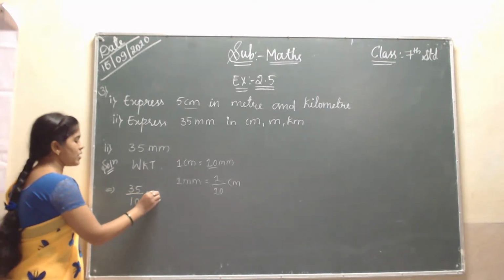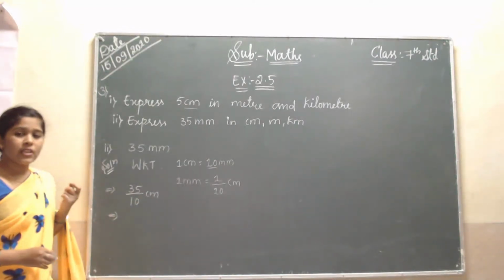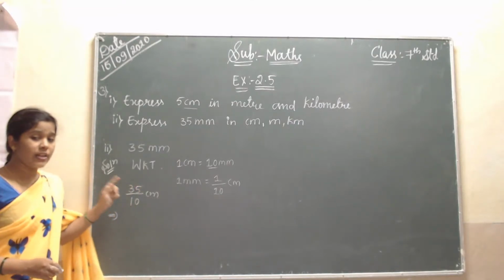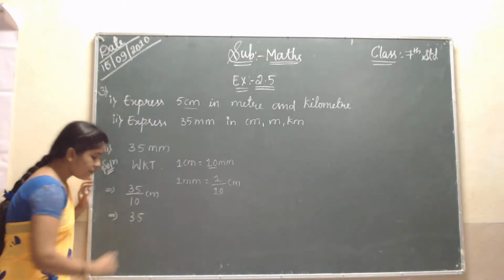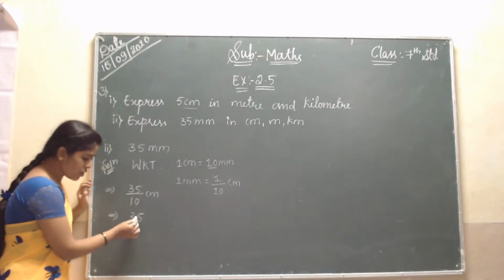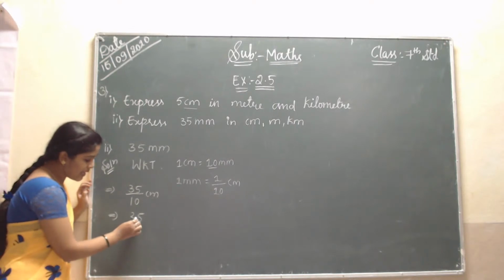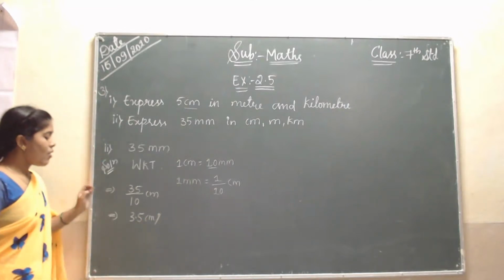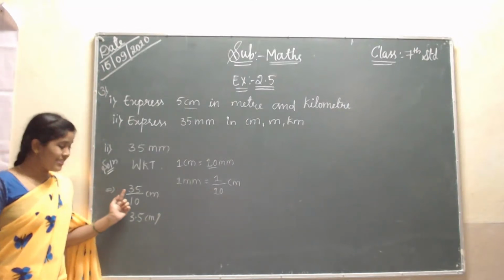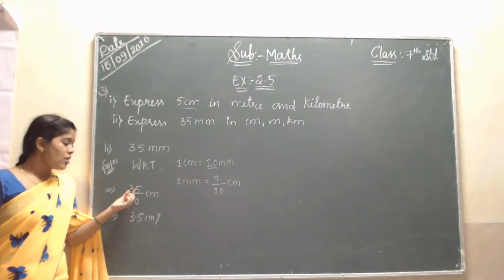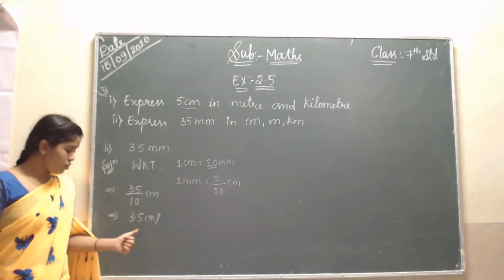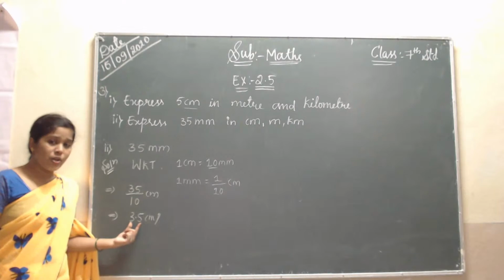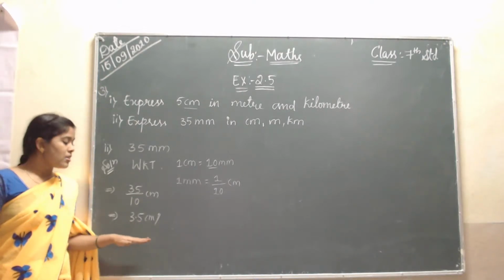35 by 10 centimeter. Here we have to take the point after one number, because in the denominator there is only one 0. In the numerator there are two digits, 3 and 5. So from the right side, take the point after one number. So 3.5 centimeter is your answer. Here it is not necessary to add any 0 because the numerator already has two digits. Okay, this is your answer.